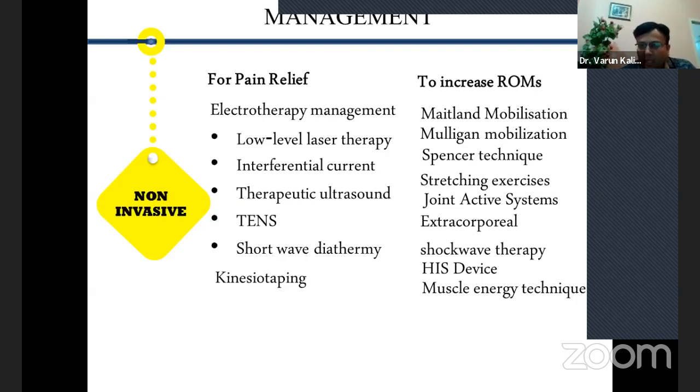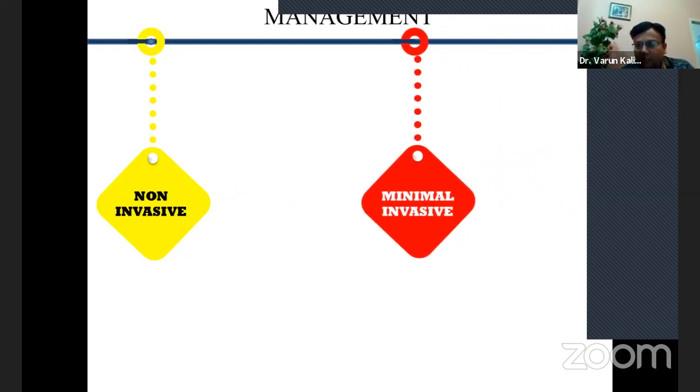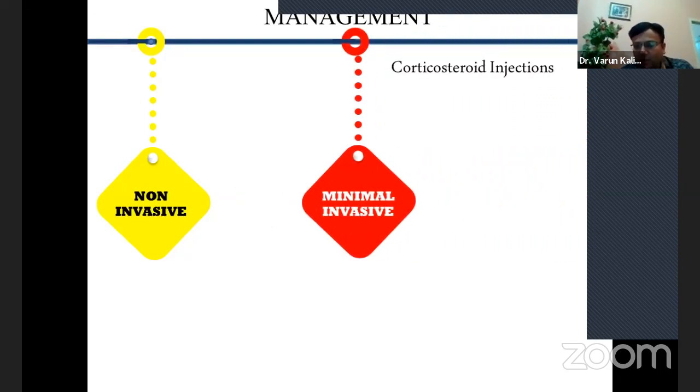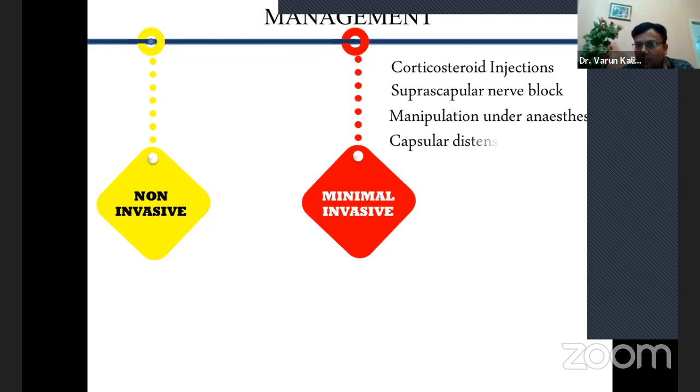But except the non-invasive techniques, we have minimally invasive techniques like corticosteroid injections, suprascapular nerve blocks, manipulation under anesthesia, capsular distension injections, and dry needling. First four techniques do not come under physiotherapy management. These techniques come under the surgeon's approach. So we will not discuss these four techniques. We will discuss only dry needling.